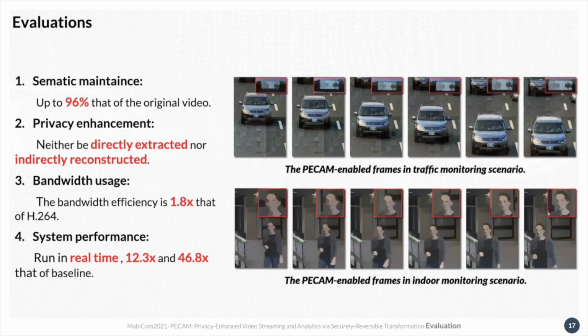In terms of bandwidth usage, under the same reconstruction effect, our video encoding design can improve the bandwidth usage efficiency of naive H.264 by 1.8 times. In terms of system performance, we can run in real time on the front-end camera. Compared with the baseline methods, the system performance is improved by 12 times and 46 times.